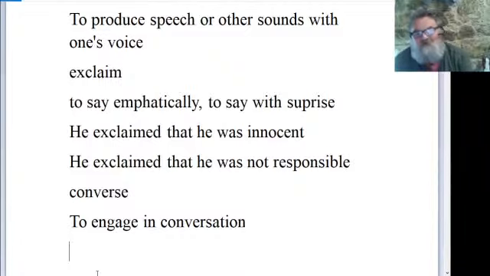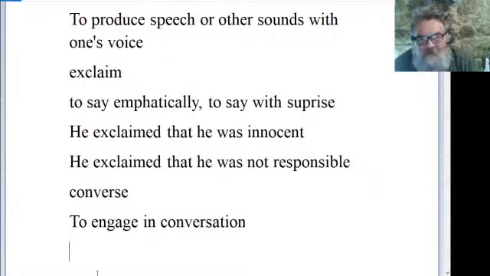We conversed about the latest things in hematology. We conversed about the new machines that we were going to get. Yeah, so to converse. When you're ready, give me a sentence with converse.